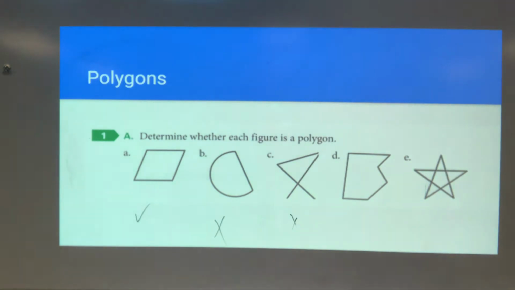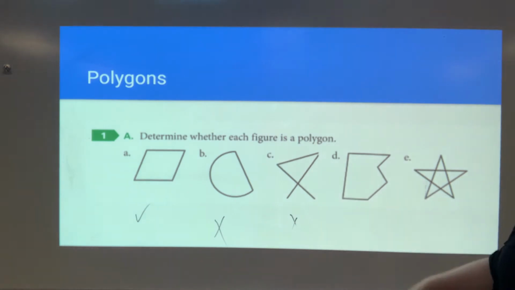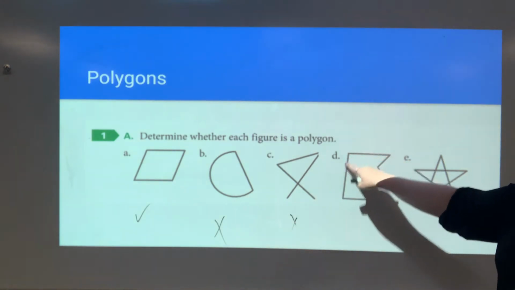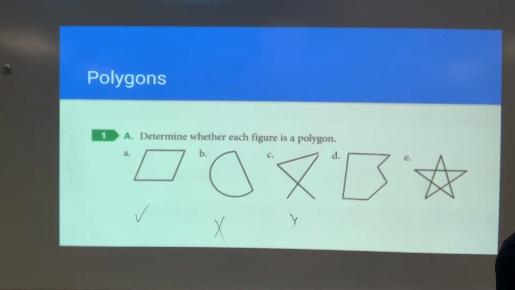Good try. D. Does it tick all of your boxes? I think it works. It's a closed figure. Nothing intersects, kind of like what we were talking about here, right? Nothing intersects other than their endpoints. I'm thinking we're good to go. Made up of 3 or more line segments. That looks like a polygon.